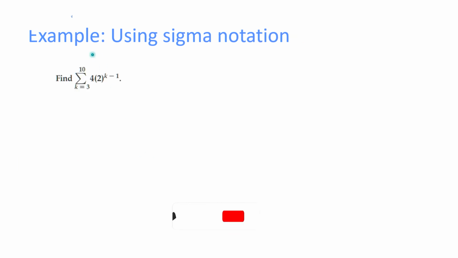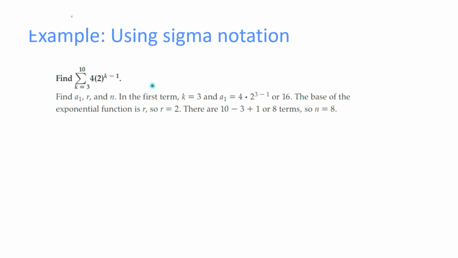Now let's look at an example using sigma notation. We want to find the value of summation k equals 3 to 10, 4 times 2 to the power k minus 1. To begin with, we need to find a1, r, and n. Note, the value of k here starts from 3. So in order to get a1, we substitute 3 in place of k. So we get 4 times 2 to the power 3 minus 1, which gives us 16.